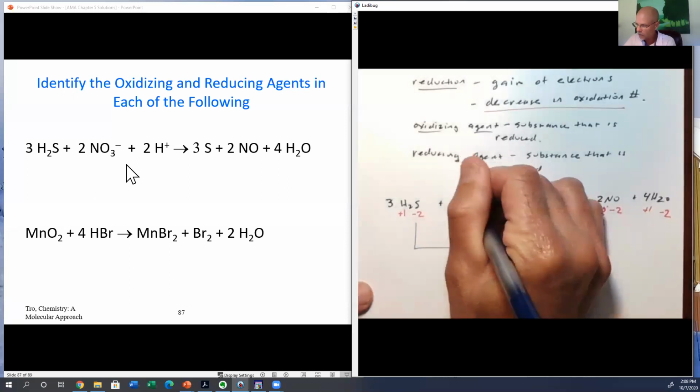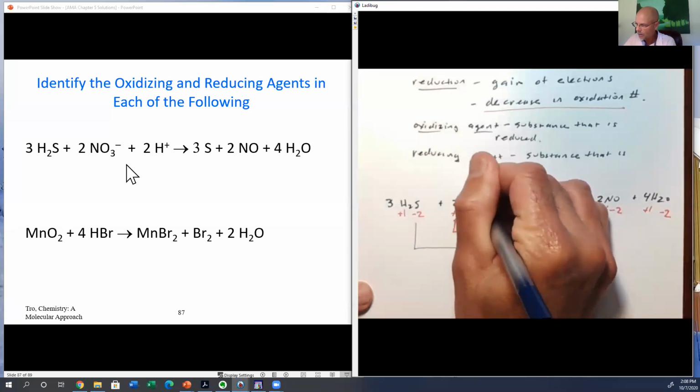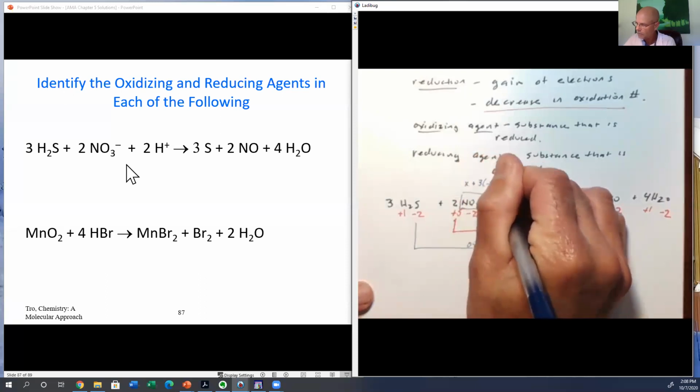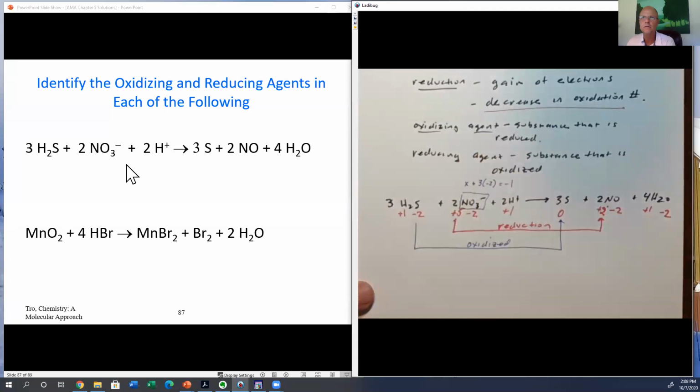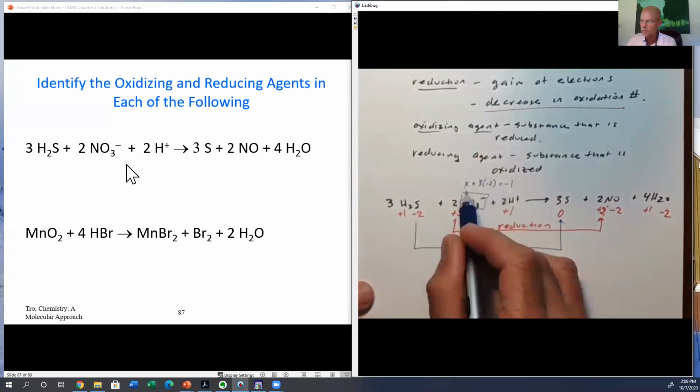So whatever the oxidation state of nitrogen is, let's call it X for a minute, X plus 3 times -2 is equal to -1, right? So what must X be in order for this to be true?